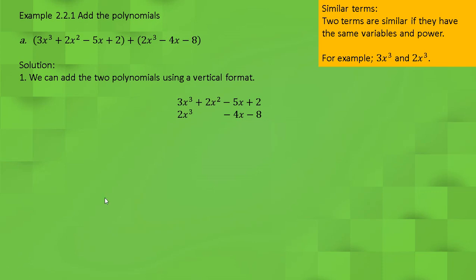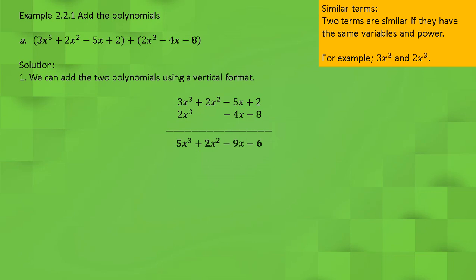So, as you can see, we have here 3x cubed plus 2x cubed. Since we don't have an x squared here, leave it blank. And then we have the linear term, which is minus 5x, and then minus 4x. And we have the constant. So, just align, because we can't add different terms. So, similar terms lang ang atong pwede ma-add.